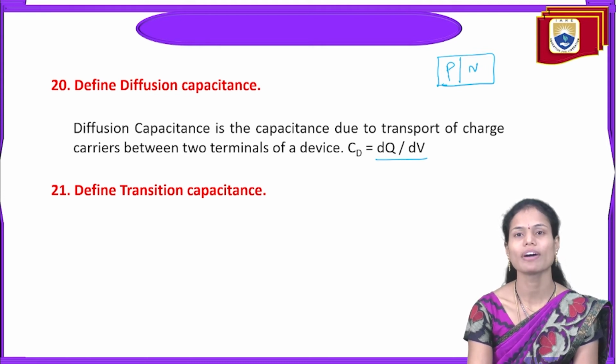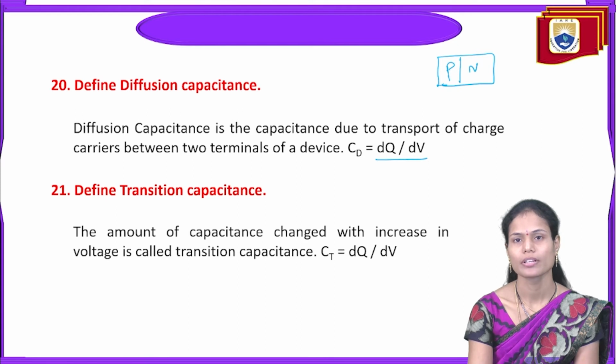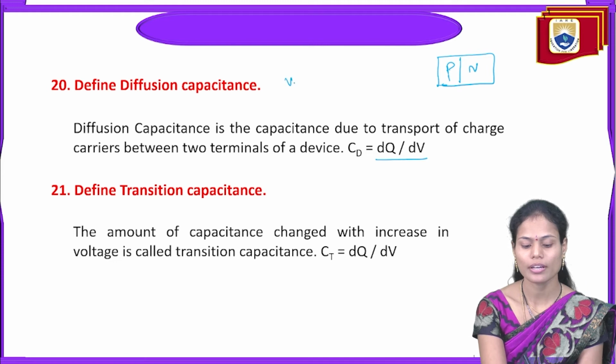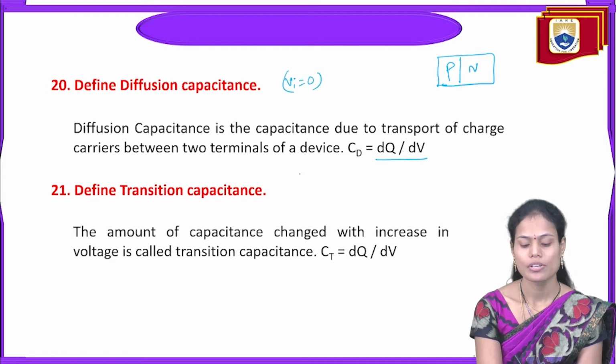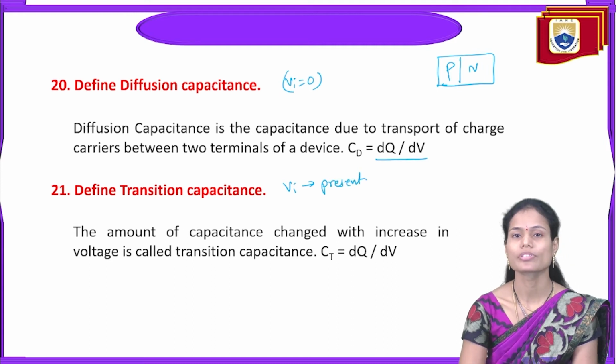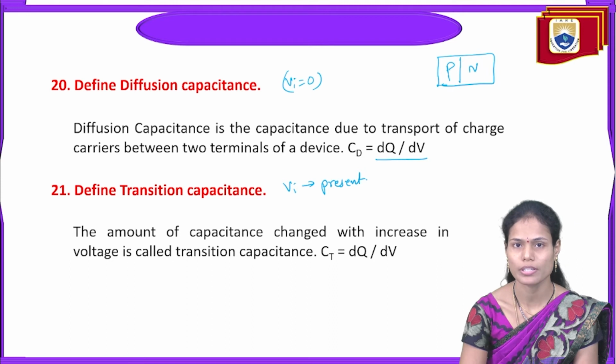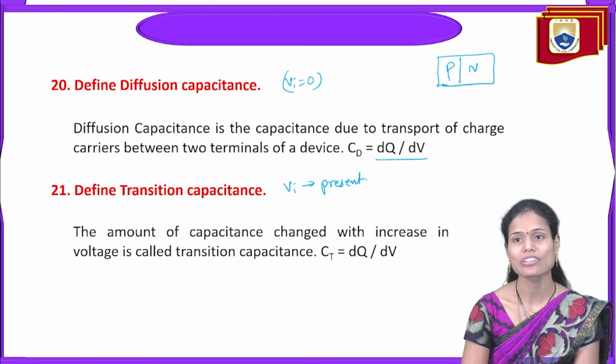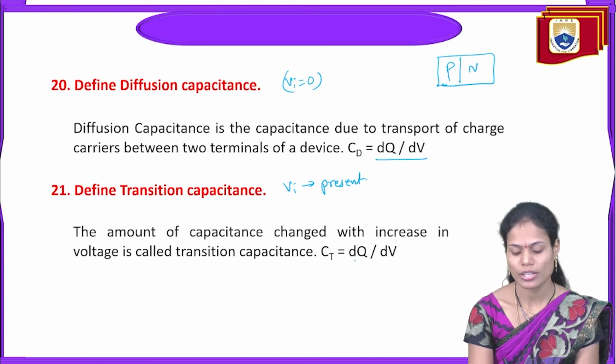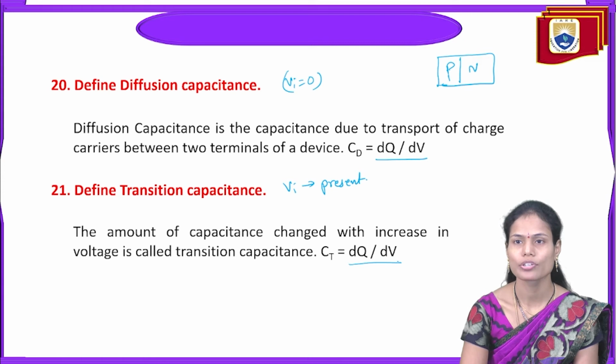And next one is define transition capacitance. The amount of capacitance changed with increase in the voltage is called the transition capacitance here. That is nothing but diffusion capacitance is occurring whenever the input voltage is 0. This occurs whenever the input voltage is present in the circuit. Whenever the input voltage is present, how much capacitance is generated in the circuit indicates the transition capacitance here. So the transition capacitance is also the amount of charge to the amount of voltage applied to it.